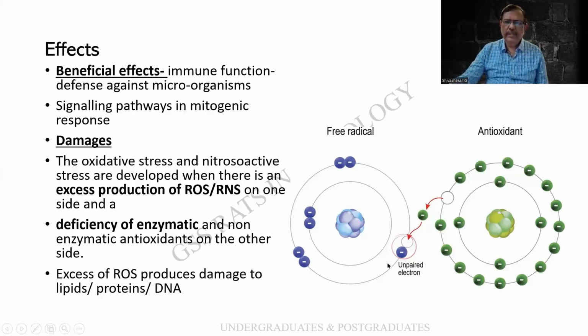So look at this. There is a single unpaired electron. This has an exorbitant amount of energy that can damage not only the human body but the earth itself. And there is an antioxidant which delivers another electron so that it becomes stable and paired. So this particular diagram I would like you people to have in your mind.